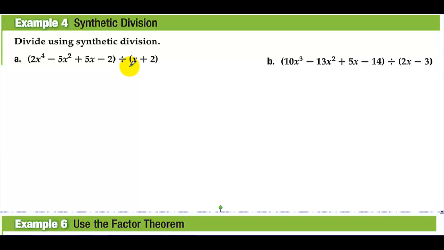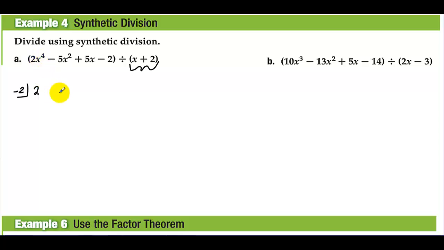Synthetic division, divide using synthetic division. We can use synthetic division when we're dividing by a linear polynomial. So we want to put negative 2 in the box, negative 2 in a box off to the side. And then the coefficients, and we have to include any zeros if there are missing powers, and we're missing an x to the third power.